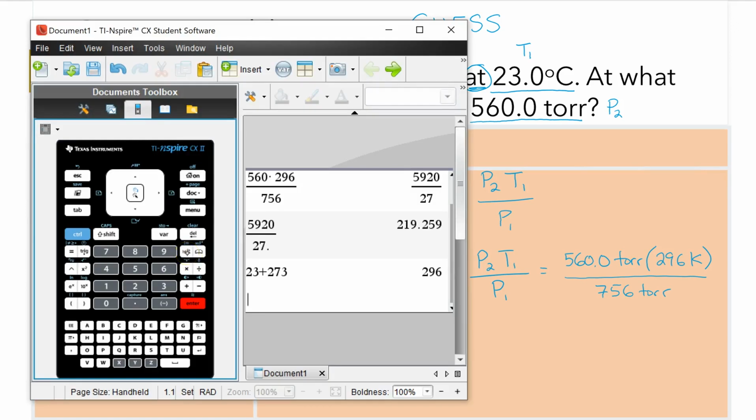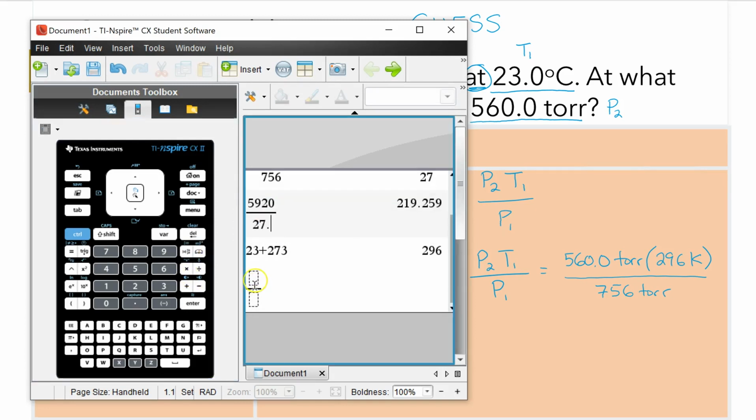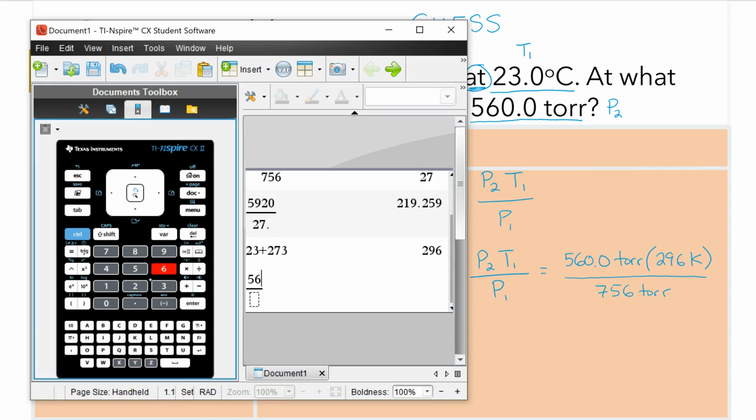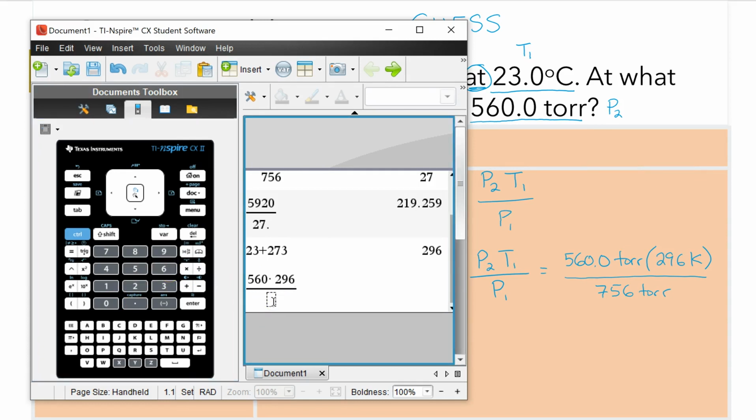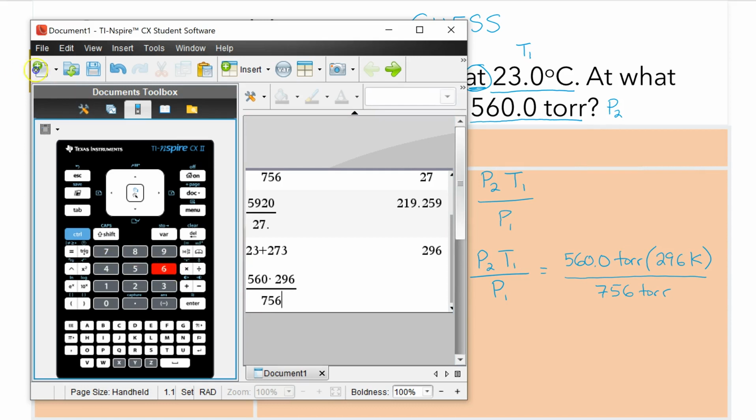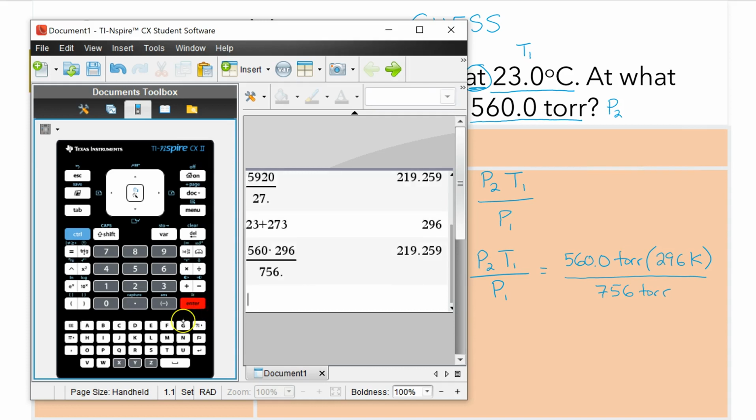Again, using the method Ms. Flores showed us, we click on this here to get a fraction. So I have 560 times 296, and then on the bottom 756. And in order to prevent myself from getting just a reduced fraction instead of a decimal answer, I'm going to add this decimal here. This will automatically give me a decimal answer. So I see it, 219.2.